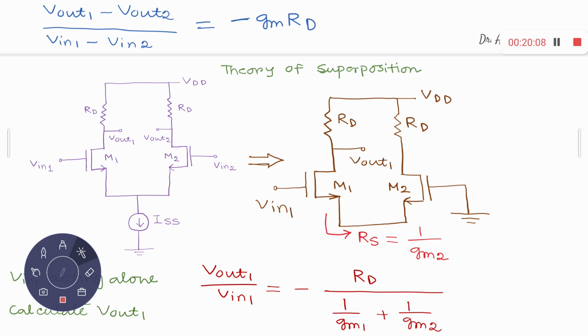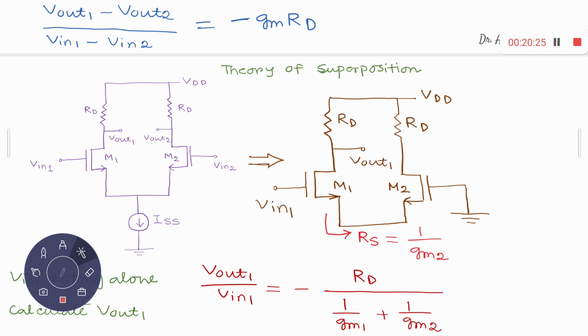So we start by considering that I have applied some input like V1, and we would like to find out what should be my Vout1 and what should be my Vout2. If you can do that, then the rest of the part will be just the opposite, right?